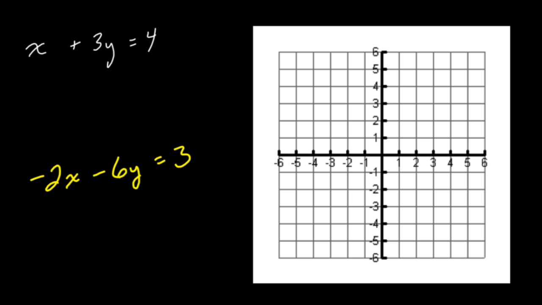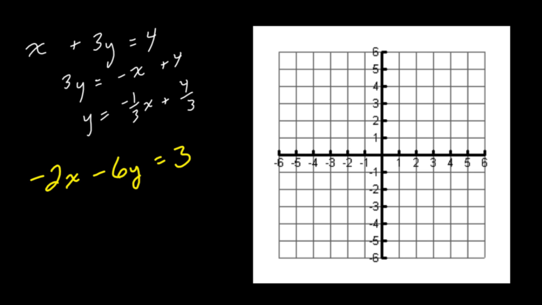All right, let's try another one here. x plus 3y is 4, and negative 2x minus 6y is 3. Let's solve it for y. So we'll bring the x over, and we'll divide everything by 3. So we get y equals negative 1/3 x plus 4/3. That's our first equation.